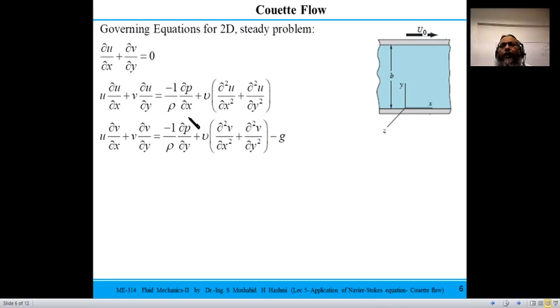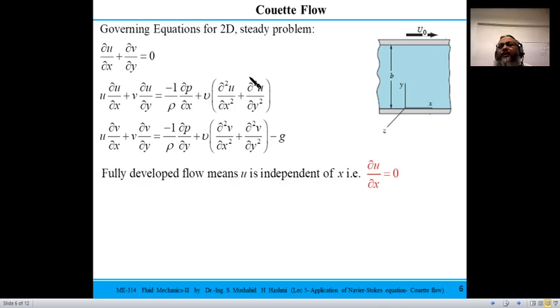So this is one of the ways. In the earlier problem, I had written the whole governing equations in 3 dimensions, and then by employing the assumptions, we reduced them into a simpler form. The first and foremost important assumption here is fully developed flow.